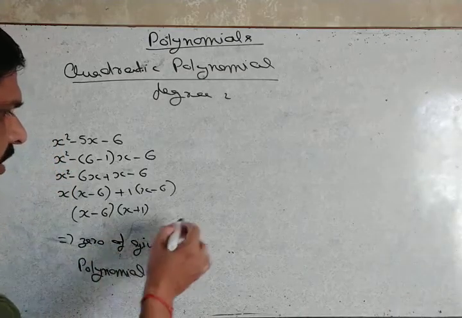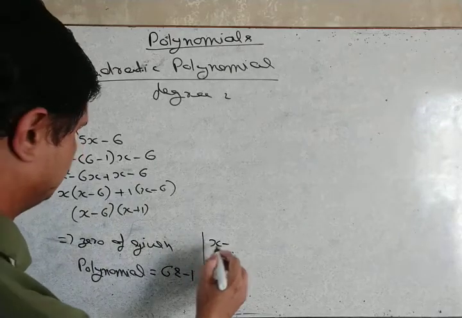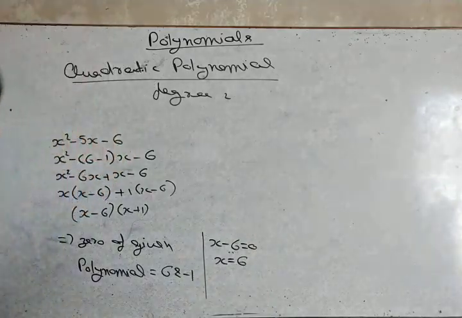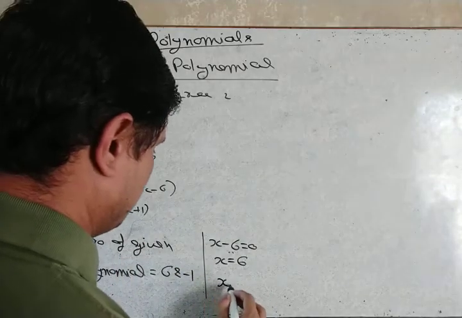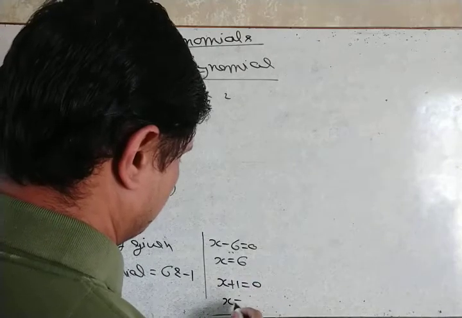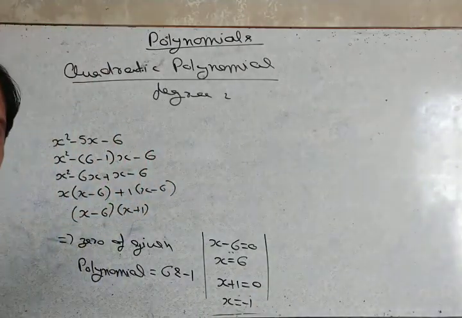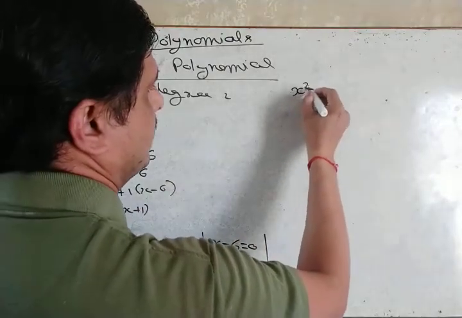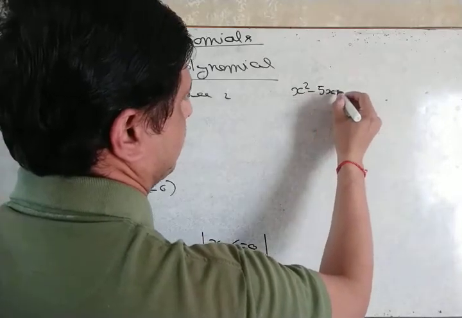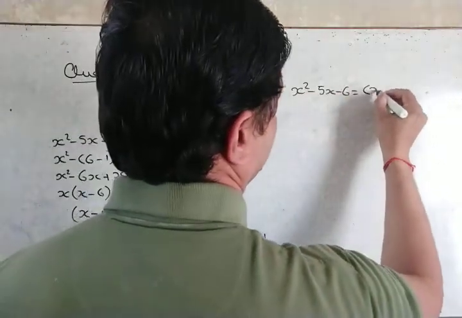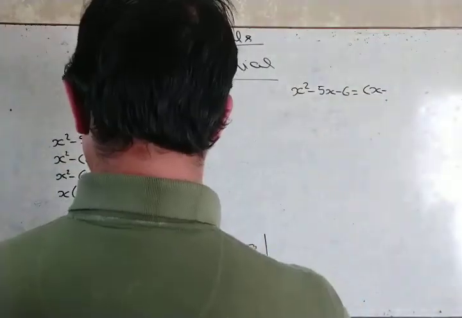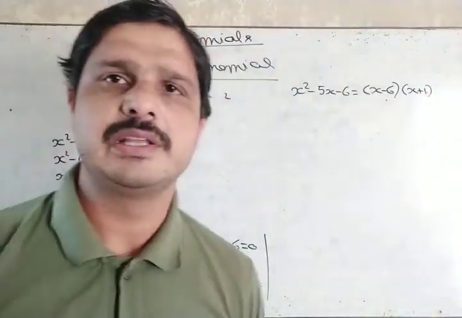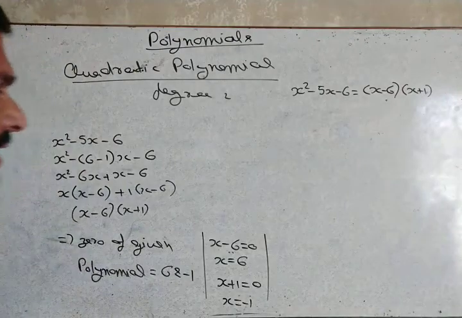How do we calculate the zero? We put x minus 6 equal to 0, then we get one root, which is 6, and for the other we put x plus 1 equal to 0. So we can write this quadratic polynomial in this way: x minus 6 and x plus 1. I think we can write this equation in this way.